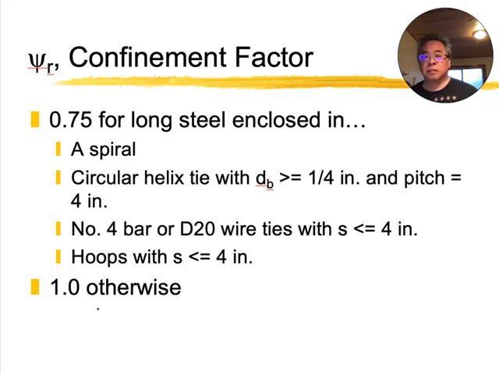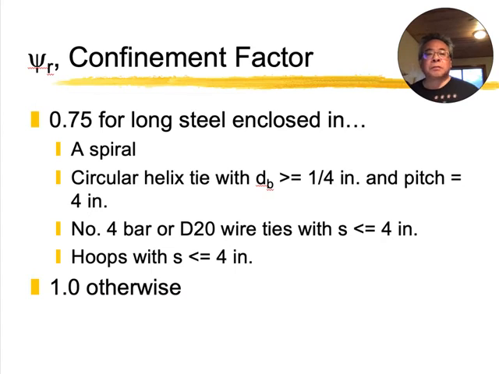You get to use the 0.75 for a shorter development length if the longitudinal steel, it's usually in a column, when the steel is in compression, is enclosed in a spiral, circular helix tie with a diameter greater than 1/4 inch and a pitch of 4 inch. Number 4 bar or D40 wire ties, that's just square hoops or rectangular hoops, spaced less than 4 inches, or hoops with spacing less than 4 inch. Otherwise, you're going to use this 1.0.